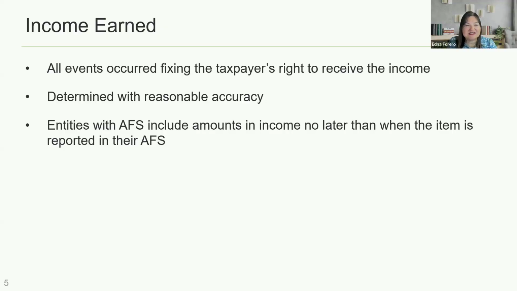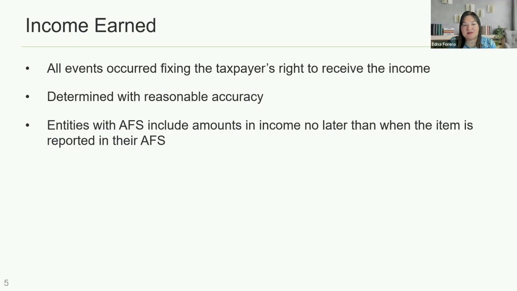Lots of acronyms in this, so there's a good terminology list for you in the back of the book. But entities with an AFS include amounts in income no later than when the item is reported in their AFS. So we want to make sure that that balance happens. And that's the most important thing with bookkeeping, is making sure that their journal entries match.